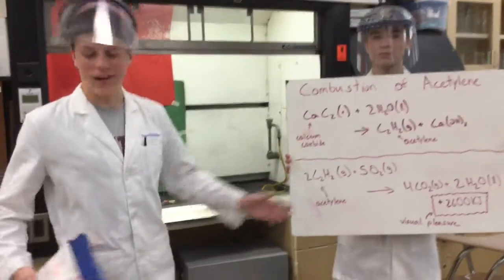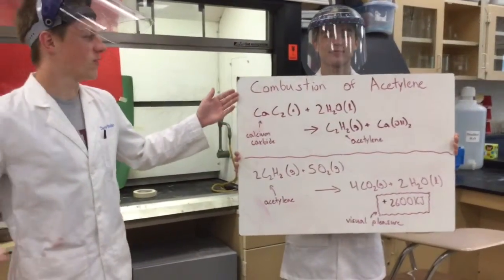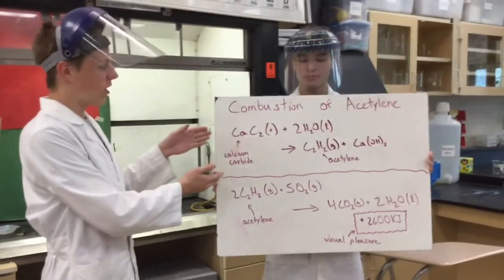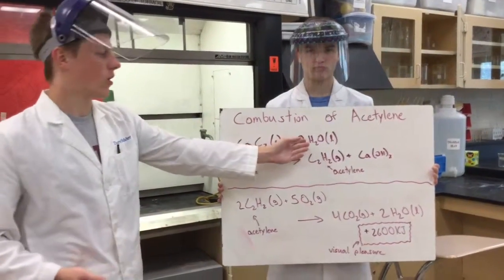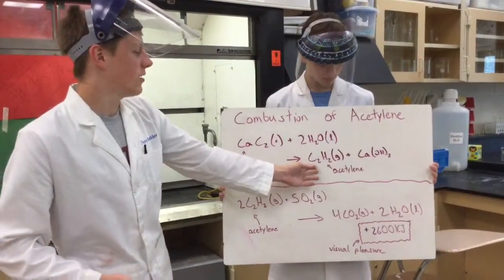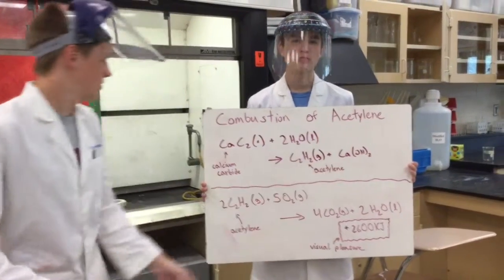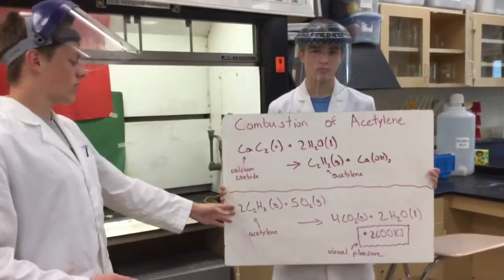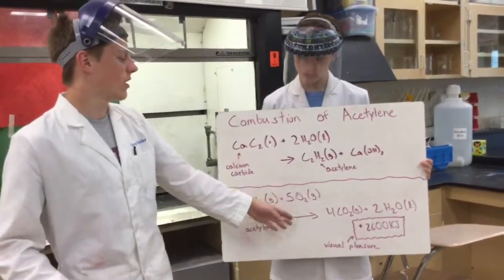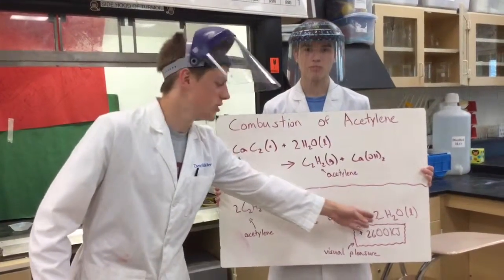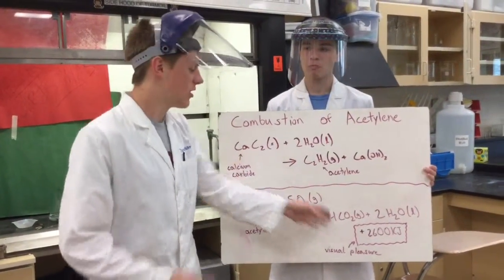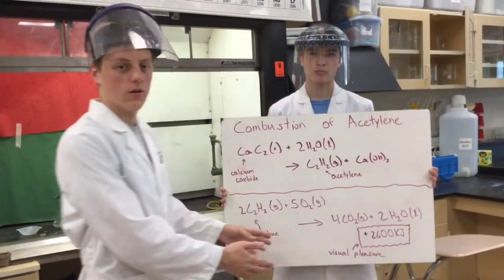Hello everybody, today we will be showing you the combustion of acetylene. We start off with calcium carbide, a solid, and add that into distilled water. This forms acetylene and calcium hydroxide. When you light the acetylene on fire, it reacts with five O2s in the air to form carbon dioxide, H2O, and 2600 kilojoules of pure visual pleasure.